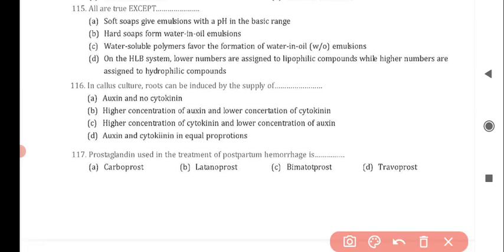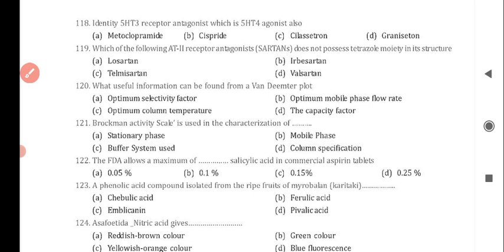Next question is, in callus culture, roots can be induced by the supply of, and the correct answer is option B, that is higher concentration of auxin and lower concentration of cytokinin. Next question is, prostaglandin used in the treatment of postpartum hemorrhage is, and the correct answer is option A, carboprost. Next question is, identify the 5-HT3 receptor antagonist which is a 5-HT4 agonist also. And the correct answer is option B, cisapride.